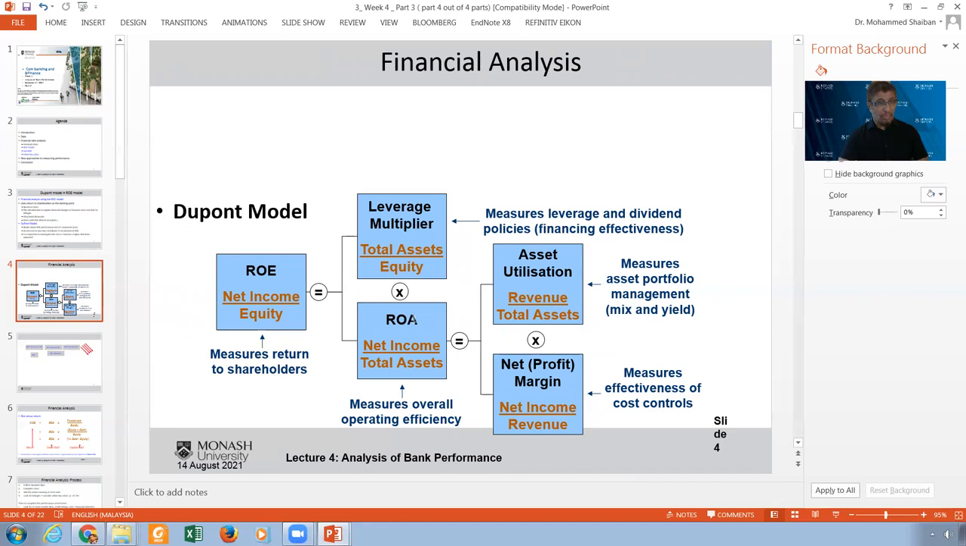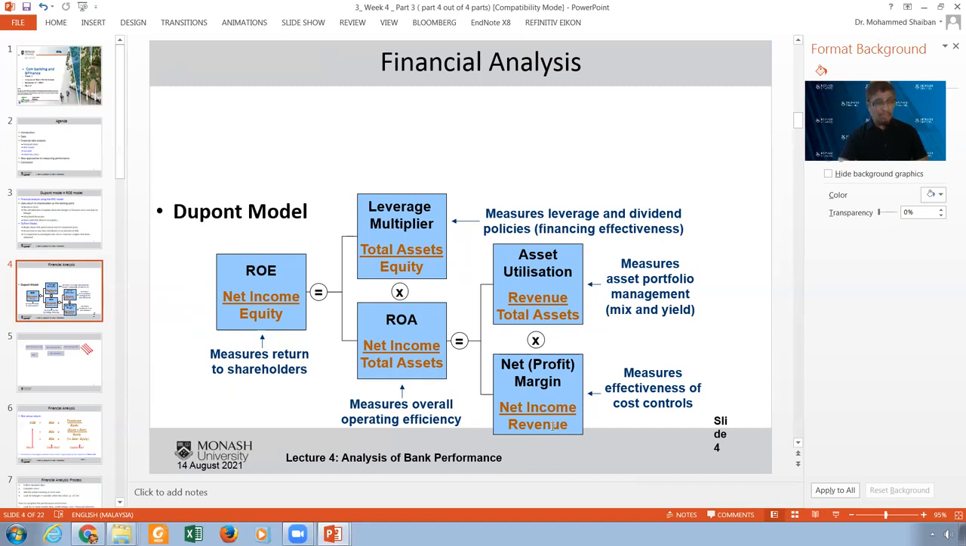This is the first stage, the ROE and the leverage, then net income over total assets. This measures the overall operating activities and efficiency, and this will be broken down into asset utilization, which measures the asset portfolio management and maximum yields, which is the revenues over total assets. And this measures the effectiveness of cost control, which is the net income over the revenues. Now, please think, because the tutorial also reflects those questions.